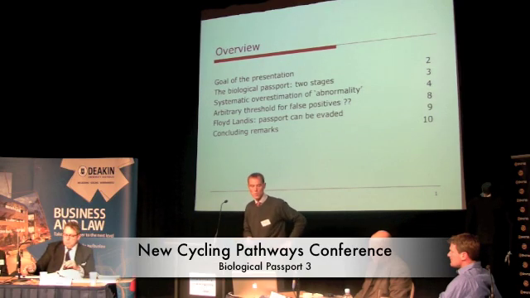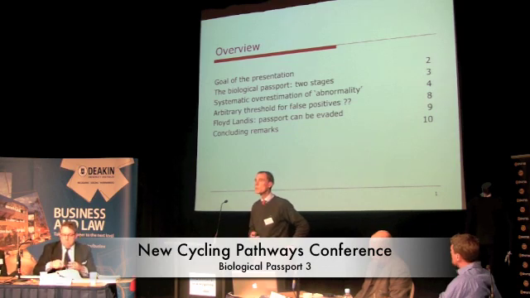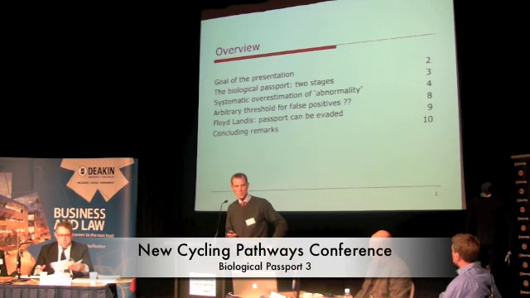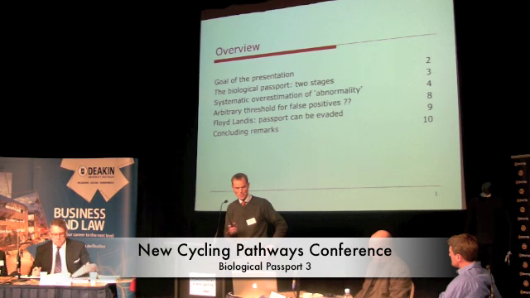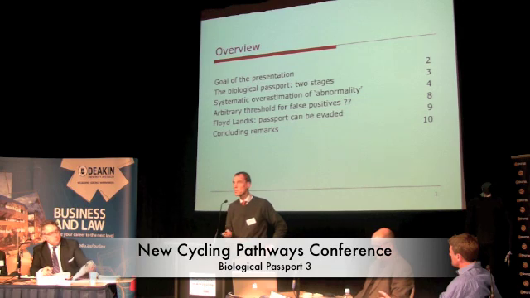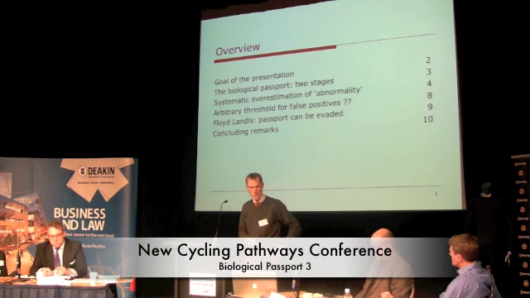That's the first slide, the goal of the presentation. Second, a short explanation of the biological passport, how it works, in 2 different stages. Then I will point out one of the main drawbacks that I see, which is systematic overestimation of abnormality, and that directly translates to an underestimation of false positives. There's also an arbitrary threshold for false positives that's typical for this particular kind of proof. And then I will quickly go into the admissions of Floyd Landis. The passport can be evaded, of course, and some concluding remarks.